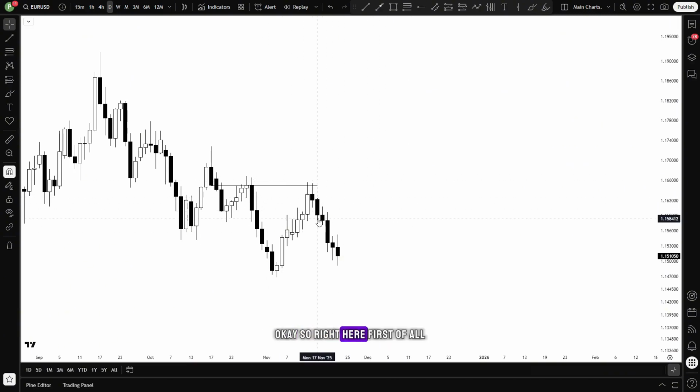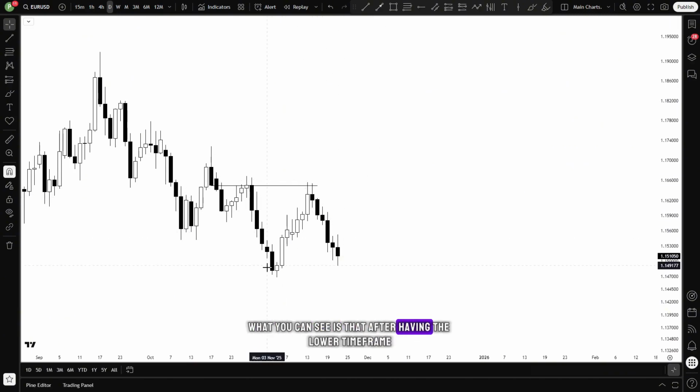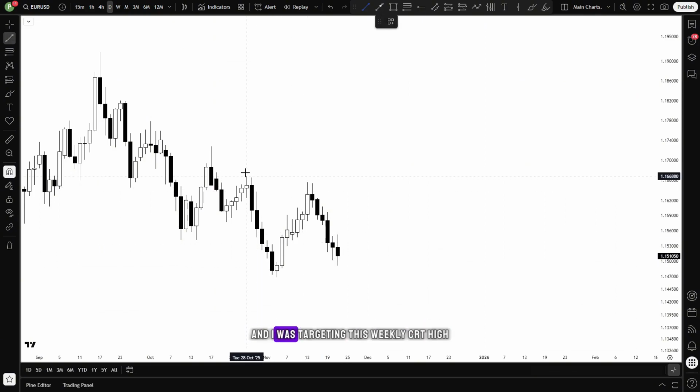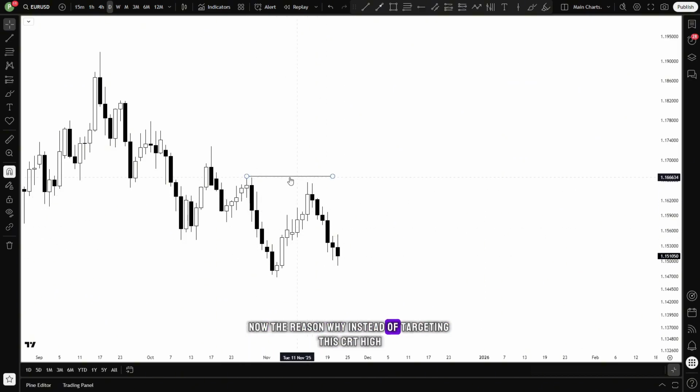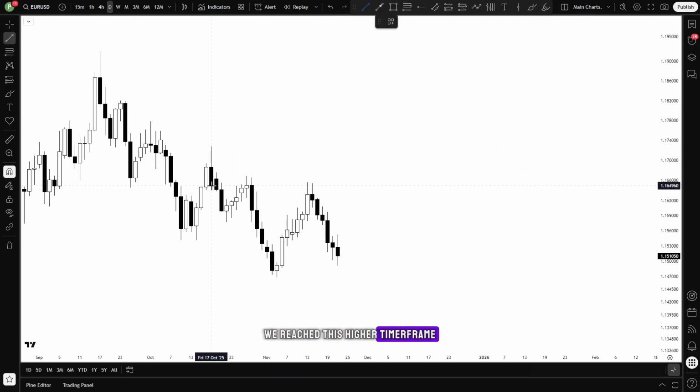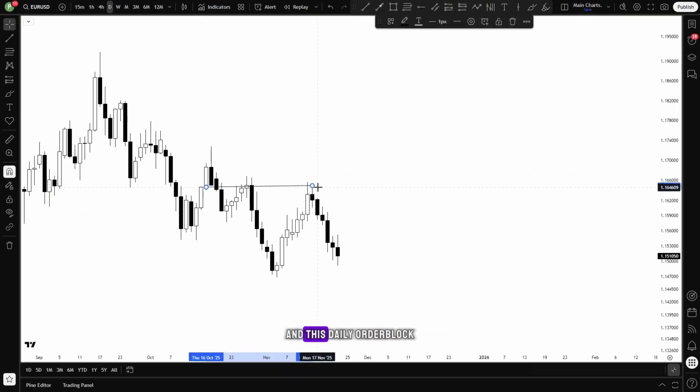Okay, so right here, first of all, what you can see is that after having the lower time frame change in the state of delivery here and forming the new weekly CRT for these 2 weeks, my directional bias was bullish and I was targeting this weekly CRT high. Okay, that was my target for this retracement higher. Now, the reason why I had a bearish bias instead of targeting this CRT high this week is because, first of all, we reached this high time frame key level in the form of this rejection block in this daily order block.